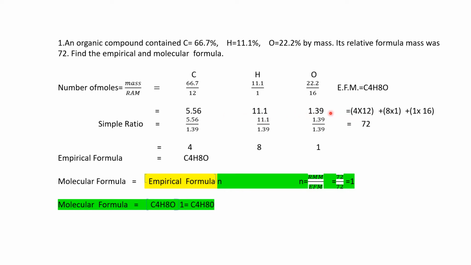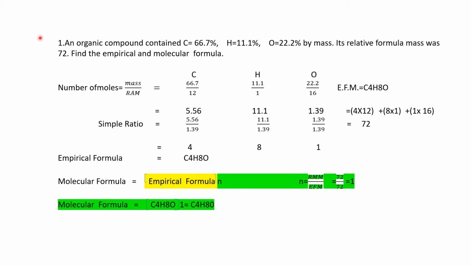Smallest of the three is 1.39, so 5.56 divided by 1.39, 11.1 divided by 1.39, 1.39 divided by 1.39. The ratio comes to 4 is to 8 is to 1. Therefore, the empirical formula is C4H8O. Now, molecular formula is equal to empirical formula times N. What is N? N is equal to relative molecular mass divided by empirical formula mass.